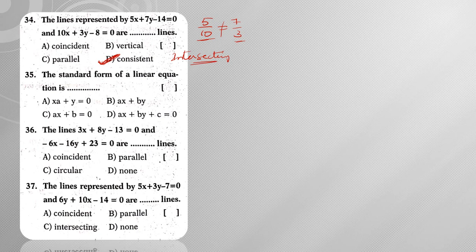The standard form of linear equation is... It did not mention whether in one variable or two variables. So mostly, this chapter is related to two variables, so you can consider option D, right? Here the condition is a should not be equal to 0, b should not be equal to 0. It is about linear equations in two variables only, so that's why option D will be my answer.